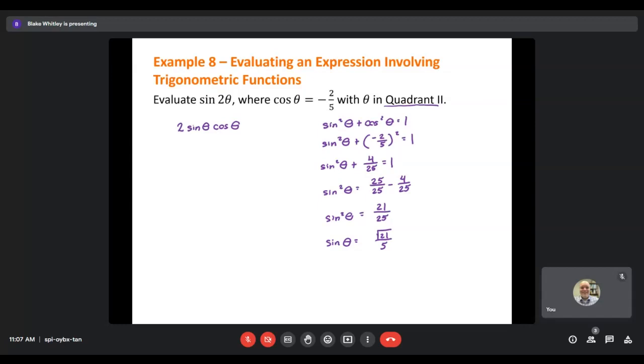All right, now we have all of our pieces. Now we can substitute in. So we get 2 times, in place of sine, we have square root 21 over 5. In place of cosine, we have negative 2/5. And if we multiply this out now, we're going to get negative 4 square root of 21 all over 25.